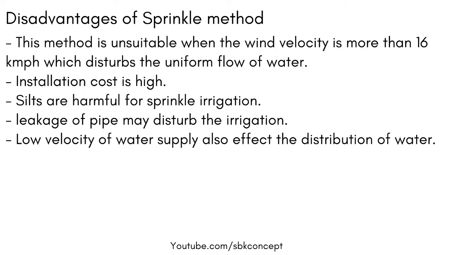Disadvantages of sprinkle method. This method is unsuitable when the wind velocity is more than 16 km per hour, which disturbs the uniform flow of water. Installation cost is high. Silts are harmful for sprinkle irrigation. Leakage of pipe may disturb the irrigation. Low velocity of water supply also affects the distribution of water.